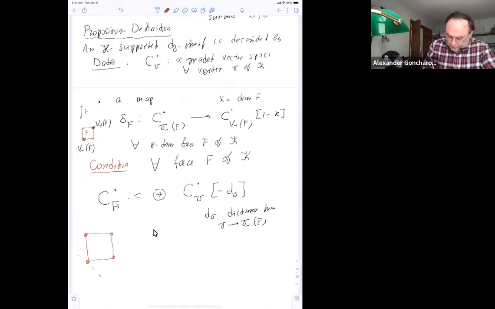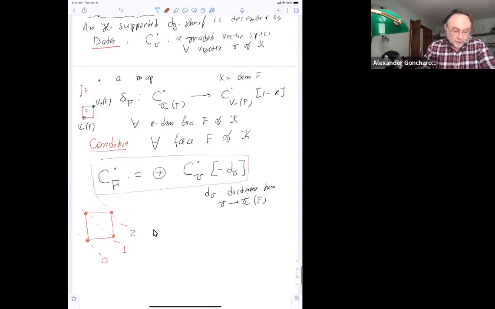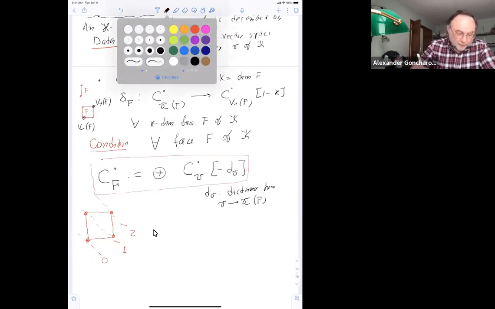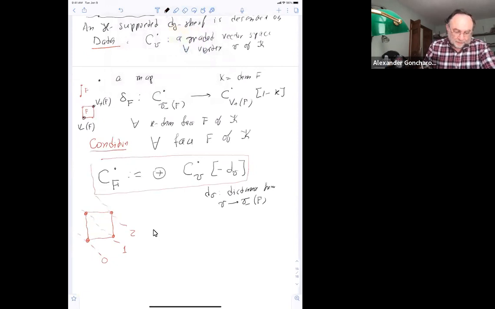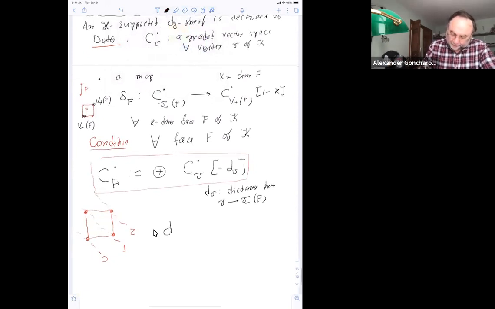And this is going to be in our complex in degree 0. This is going to be in degree 1. And this is going to be in degree 2. So we have 4 graded spaces sitting at the 4 vertices. So that's this space. And it also has a map. Let's call this map d_K. It will be the differential.